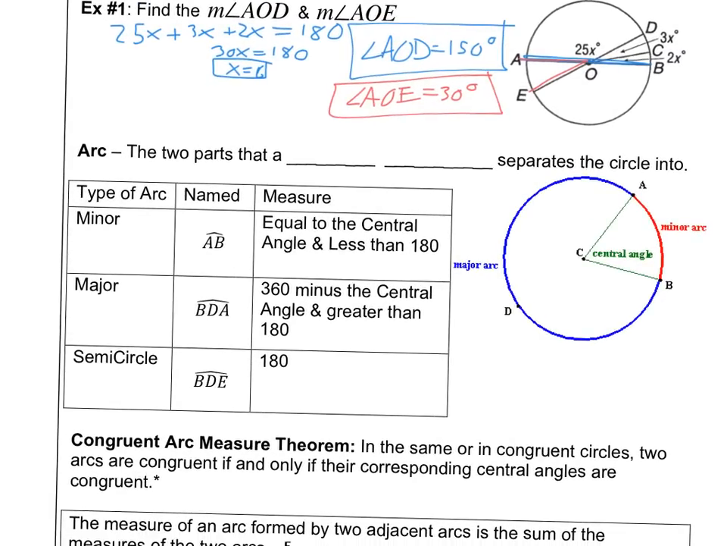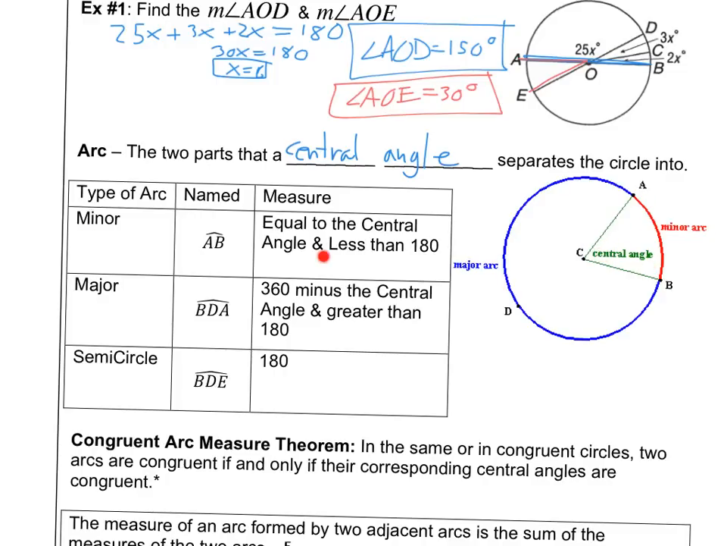Okay, what is an arc? An arc is the two parts that a central angle separates the circle into. So, here we have a central angle, right? Starts at A, goes to C, then to B. And so, this is an arc, and this is an arc. The small one is called a minor arc. Minor arcs have the exact same measure. We'd say it has the same measure as a central angle. So if this angle was 80 degrees, then this arc measure is 80 degrees.